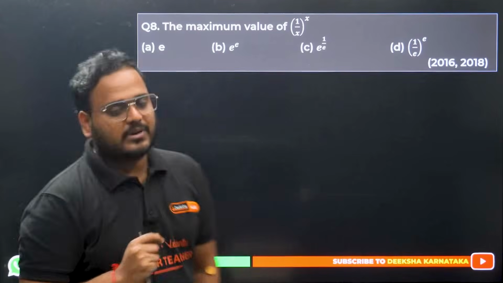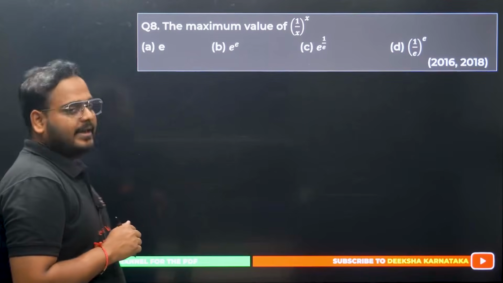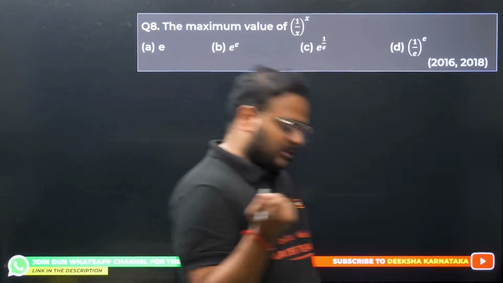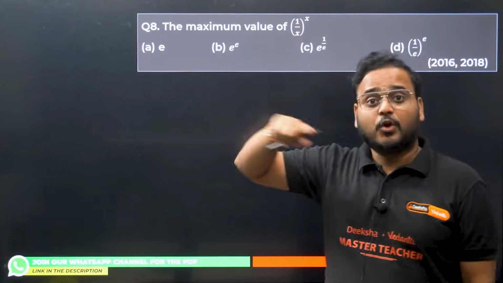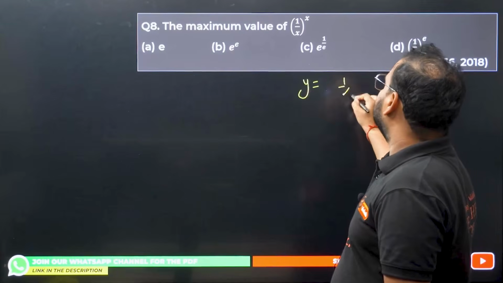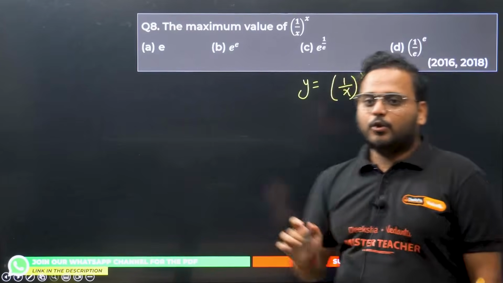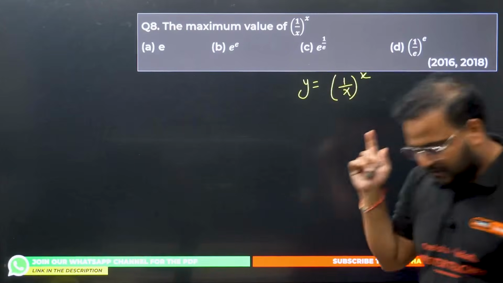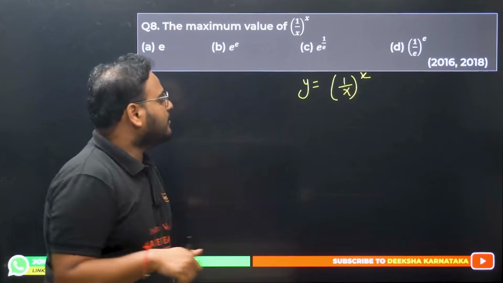Question number 8 now. Time to solve this. The maximum value of 1 by x to the power x. What type of question is this? Check here: power, log application. Check the function as y equal to 1 by x to power x. This should click to you. When you look at a question like this, you should realize that this is from that category of differentiation. Okay, great. From here, differentiate now.